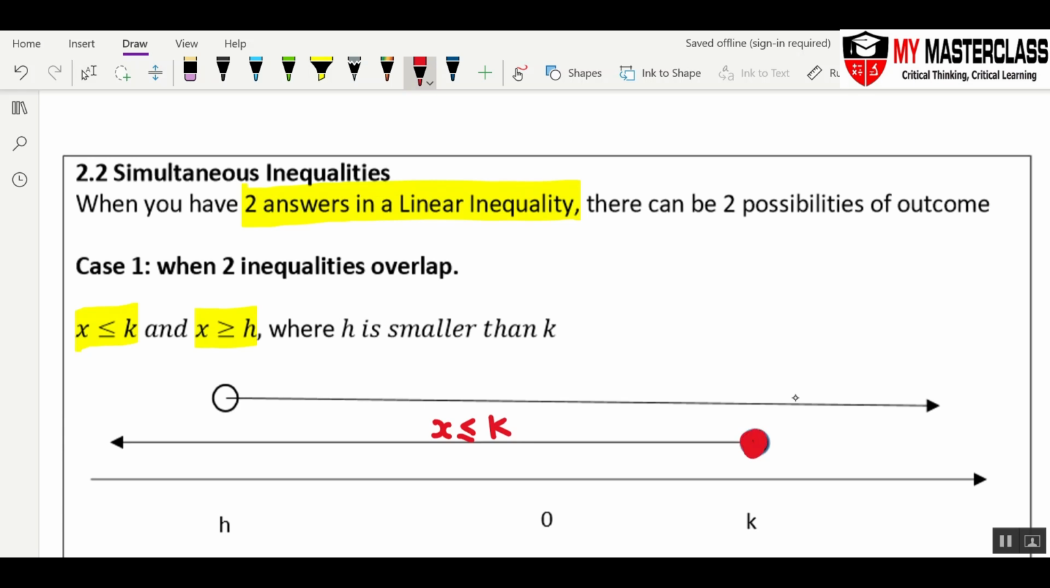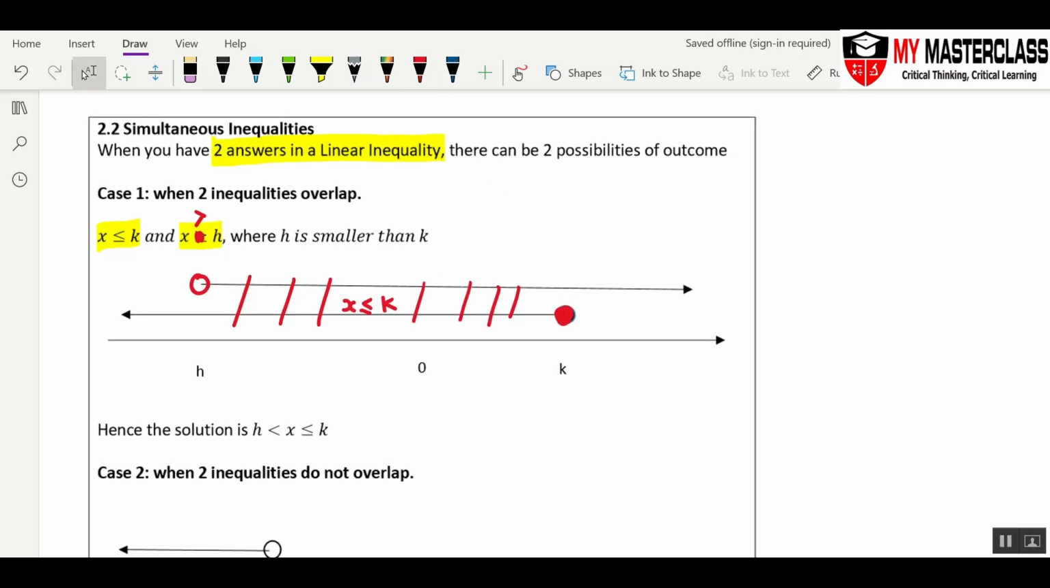Let's change this to x greater than k. It is a not shaded circle going to the right side. Then this is the part that they overlap, you see, and hence this is the answer. When we represent it, right, you have to put the solution this way.